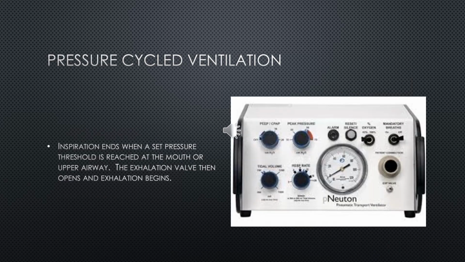Pressure cycled ventilation is just that. We talked a little bit about it a bit ago, but inspiration ends when a set pressure threshold is reached at the mouth or upper airway, or at the ET tube, whatever. The exhalation valve then opens and exhalation begins. We don't want that pressure to exceed what we set, so the ventilator sees where it's set and then releases and goes into exhalation.